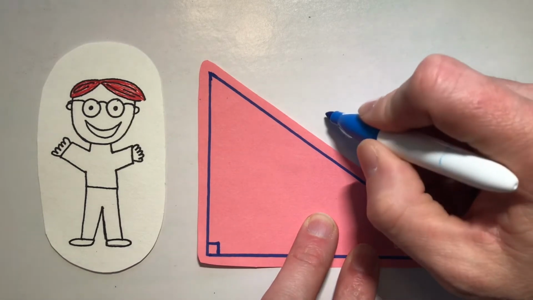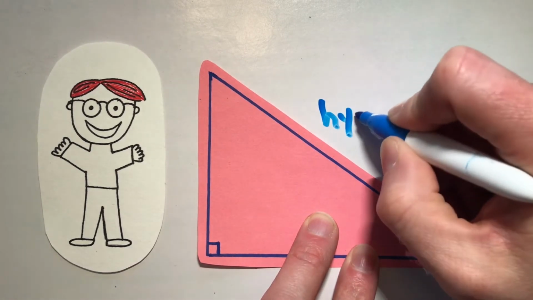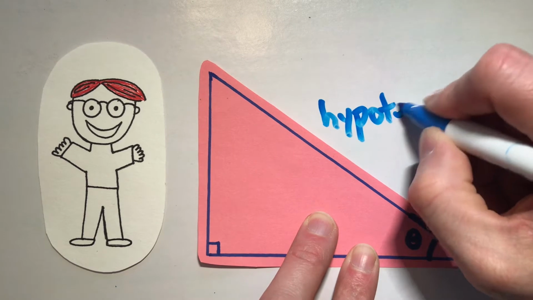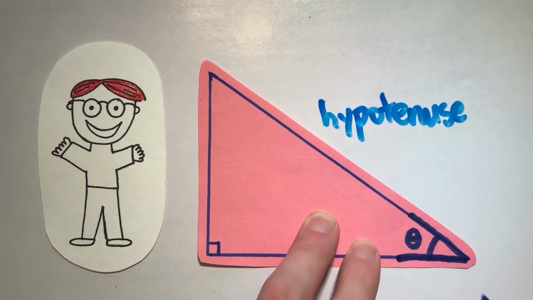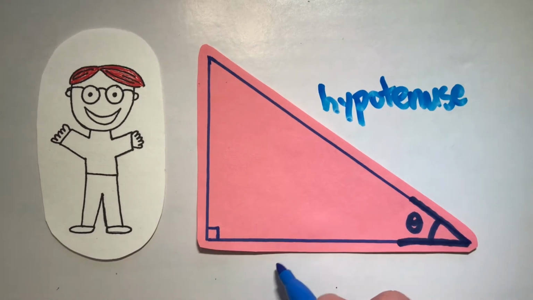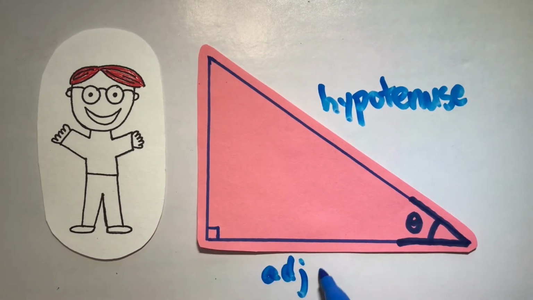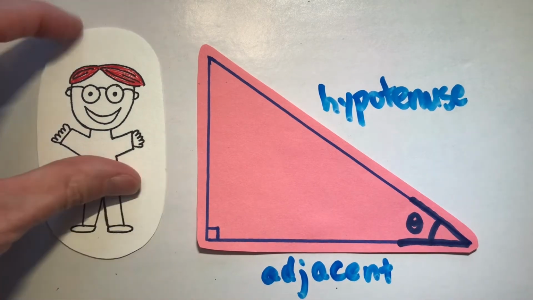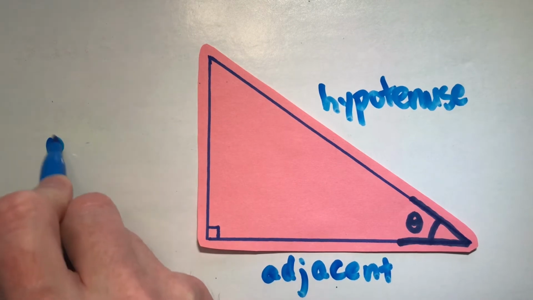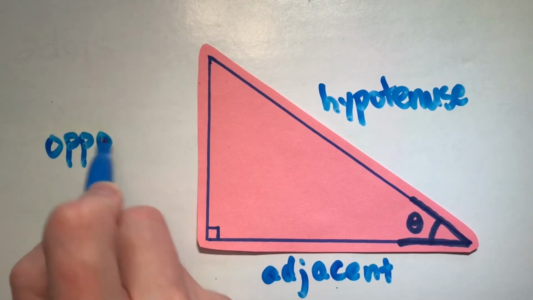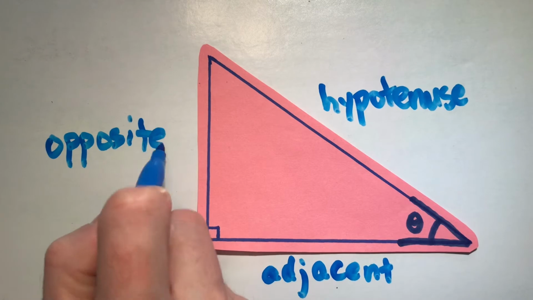Now, this angle is made up of two sides. One side's called the hypotenuse. That's the longest side of the triangle. It's also made up of another side on the bottom here, which I'm going to highlight, and that one is called the adjacent. Now, there's also one other side to this triangle, which is far away from our angle of interest, and it's called the opposite. You'll notice it's the only side that doesn't touch the angle of interest.